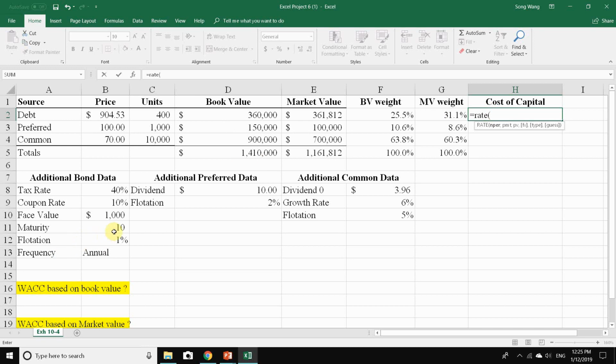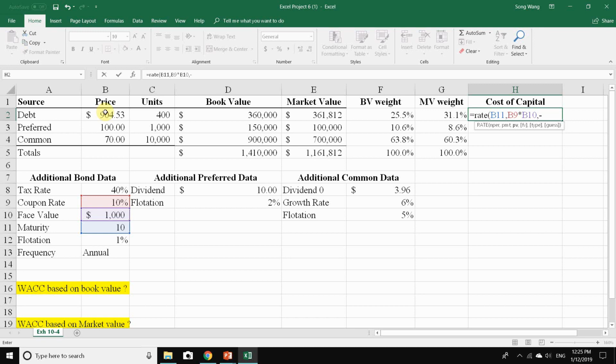So the number of periods is 10 years. You see the maturity is 10 years. Okay, and the payment is 10% coupon rate times 1,000, which would give you a $100 coupon payment each year. Okay, and the present value is this 904. That's the current price in the open market.